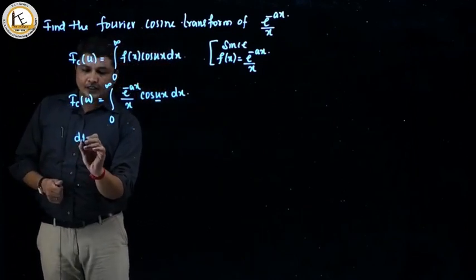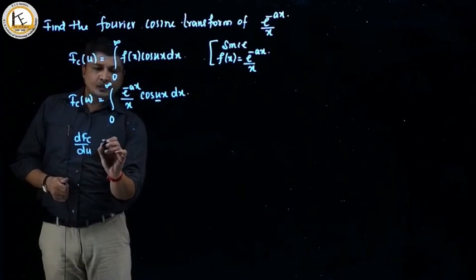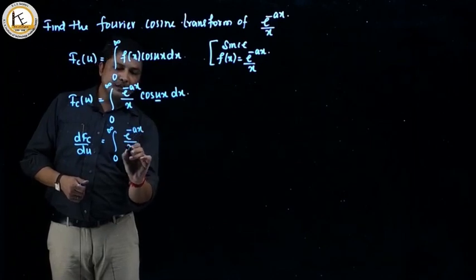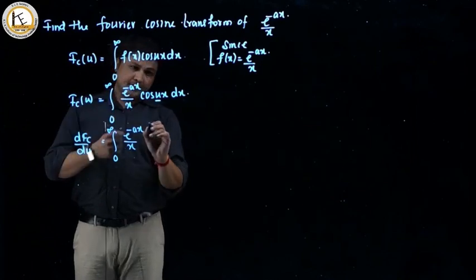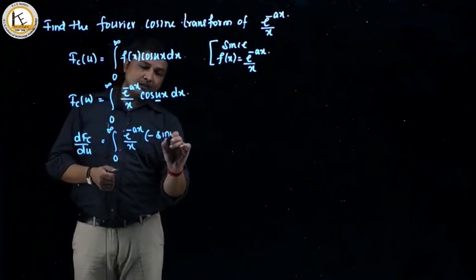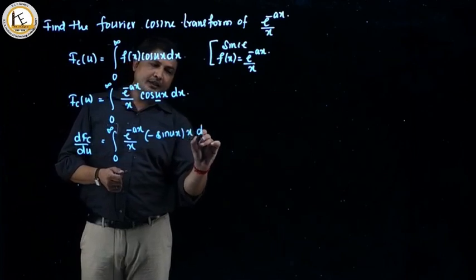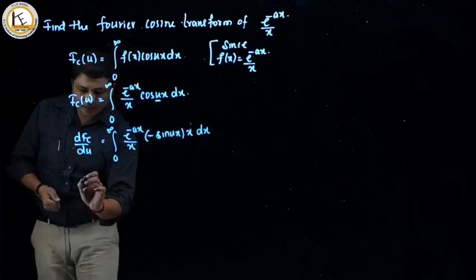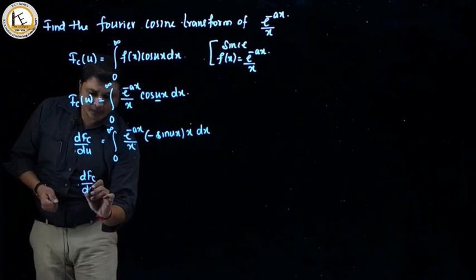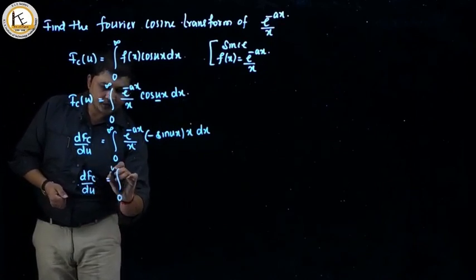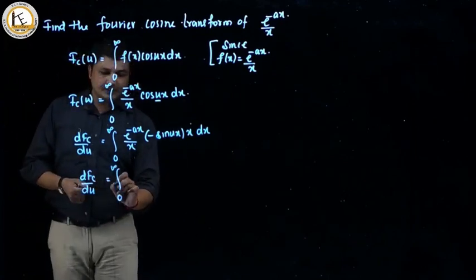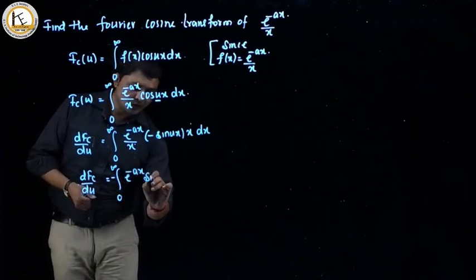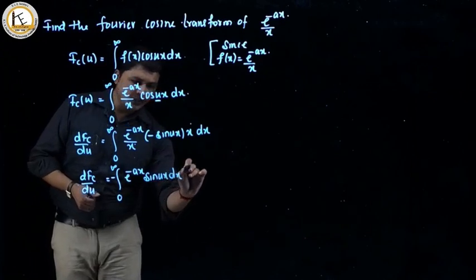Therefore we have dFc by du is equal to the integral from 0 to infinity of e raised to minus ax divided by x, and the derivative of cos ux will be minus sin ux into x with respect to x here. And since this x and this x get cancelled, we have dFc by du is equal to the integral between 0 to infinity, and I will take the minus sign outside. Remaining is e raised to minus ax into sine of ux with respect to x here.